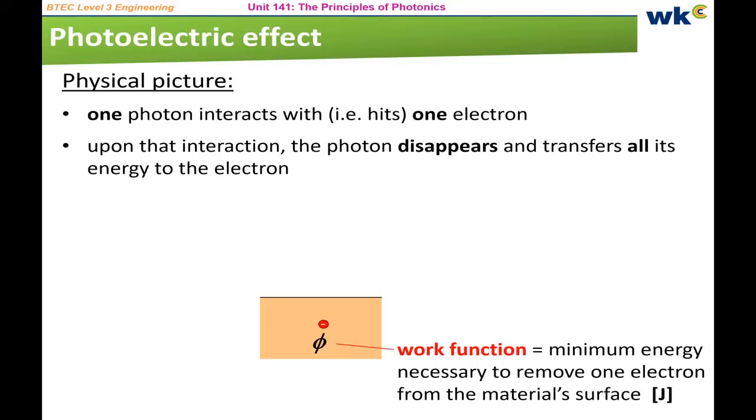Electrons are inside the material. They are bound to the material. That means there's an energy cost to remove them from the material. That energy cost has got a name. It's called the work function. It's the minimum energy that one needs to spend to remove the electron from the metal or from the material. Obviously, different metals, different materials will have different work functions, and it's something that can be measured and that we can find in tables.